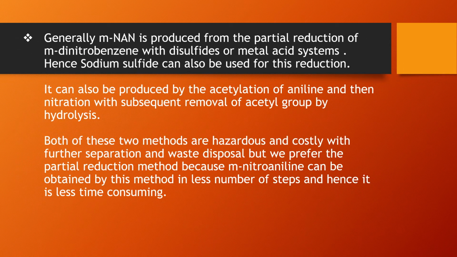Now, generally, meta-nitroaniline is produced from the partial reduction of meta-dinitrobenzene with disulfides or metal acid systems. Hence, sodium sulfide can also be used for this reduction. It can also be produced by the acetylation of aniline and then nitration with subsequent removal of the acetyl group by hydrolysis. Both of these methods are hazardous and costly with further separation and waste disposal, but we prefer the partial reduction method because meta-nitroaniline can be obtained by this method in fewer steps and hence it is less time consuming.